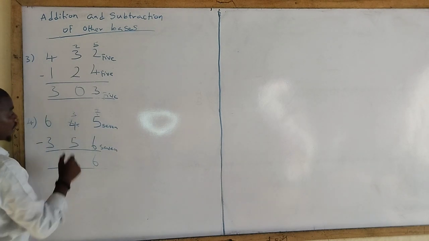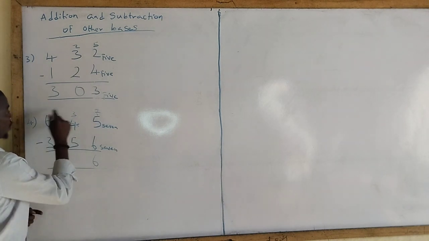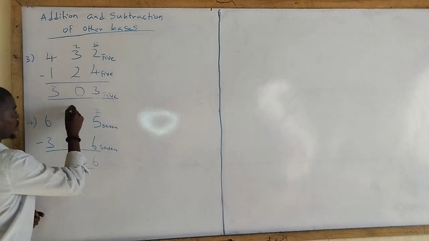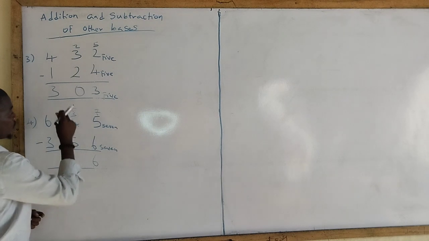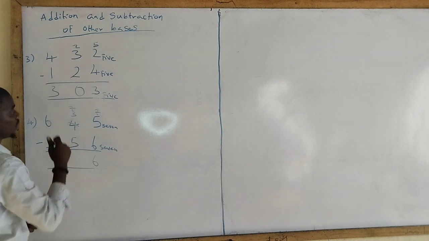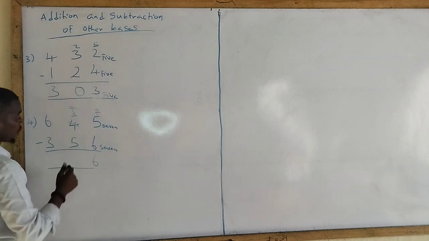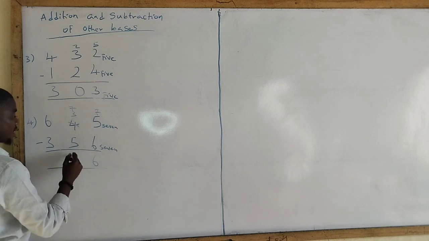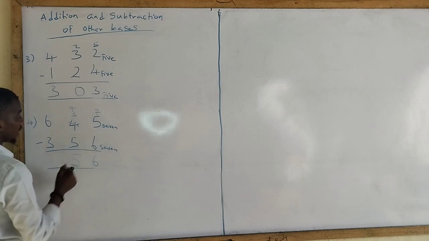So 3 minus 5 cannot. We borrow 1 from here. The 1 on getting here becomes 7 because we are working in base 7. So 7 plus 3 is 10. So 10 minus 5 is equal to 5. We won't be converting that since it's as well less than 7.